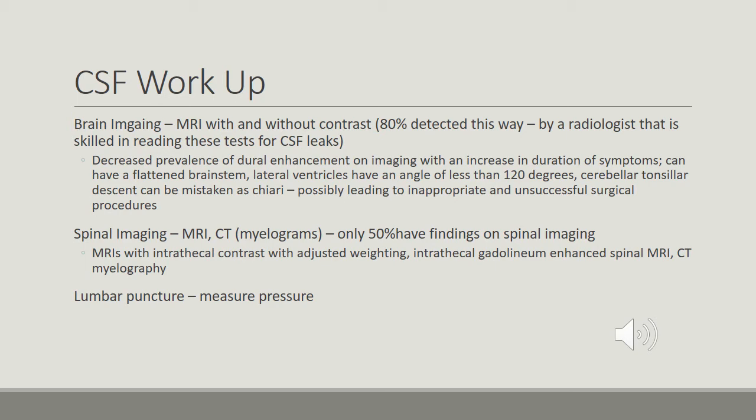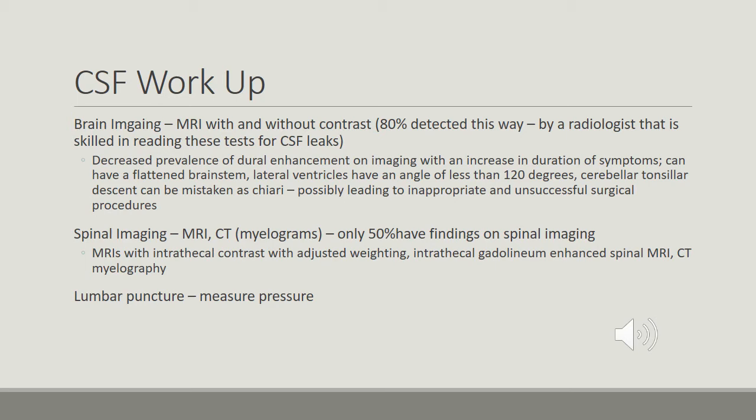But you can show a flattened brainstem. The lateral ventricles in the brain usually have an angle of less than 120 degrees if you are having issues with a leak. The cerebellar tonsillar descent can be mistaken as Chiari as well. And this could be a potential reason for a surgery not to turn out as well, if there's more of a descent from the cerebrospinal fluid issue than from Chiari itself.